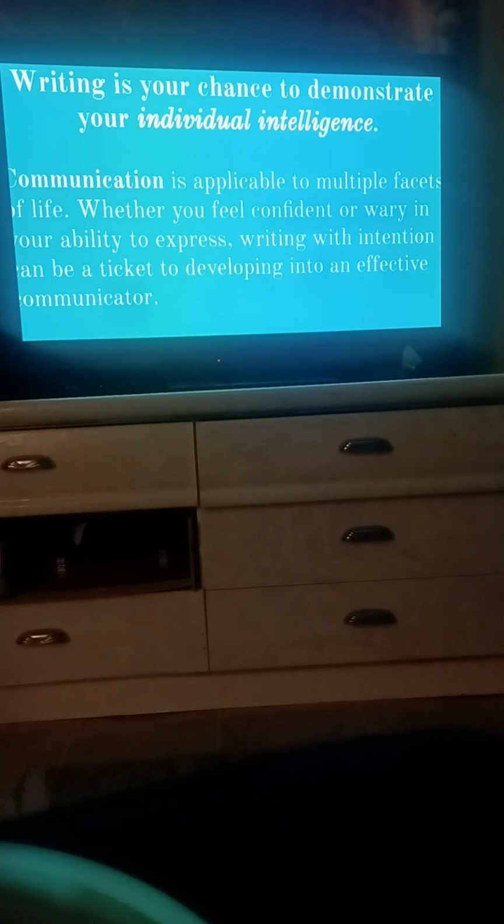Communication is applicable to multiple facets of life, and whether you feel confident or wary in your ability to express, writing with intention can be a ticket to developing into an effective communicator. In addition to having your personal intelligence, the smarts, the interest you hold, and the potential you have to elaborate or pursue those strengths, right? Communication is certainly applicable to all that.